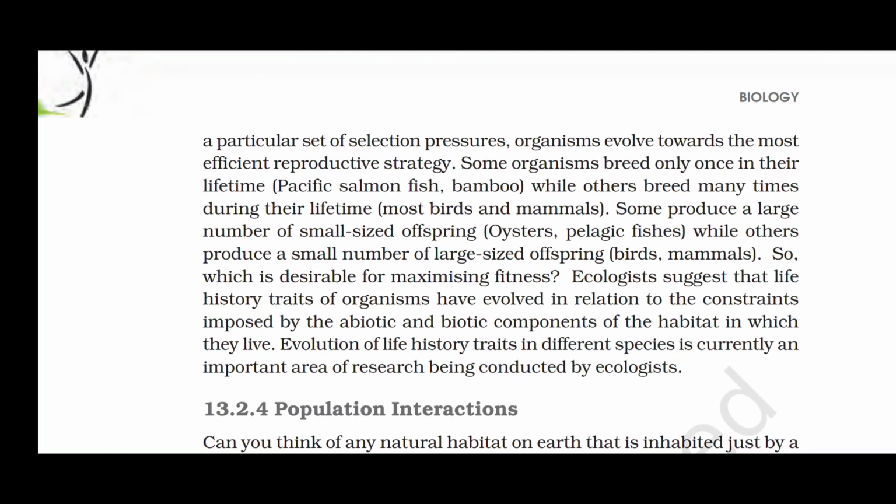So which is desirable for maximizing fitness? Ecologists suggest that life history traits of organisms have evolved in relation to the constraints imposed by the abiotic and biotic components of the habitat in which they live. Evolution of life history traits in different species is currently an important area of research being conducted by ecologists.